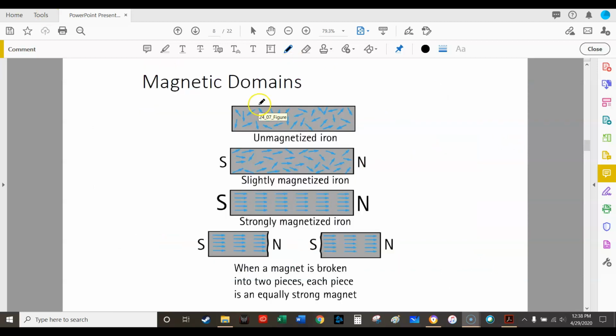So there are these levels where you have complete chaos, which is unmagnetized, right? So this is a ferromagnetic piece of iron. It's unmagnetized at the moment. And then if you put it in a magnetic field, it becomes a little bit more magnetic. And then you put it in a strong magnetic field, it becomes strongly magnetized, right?